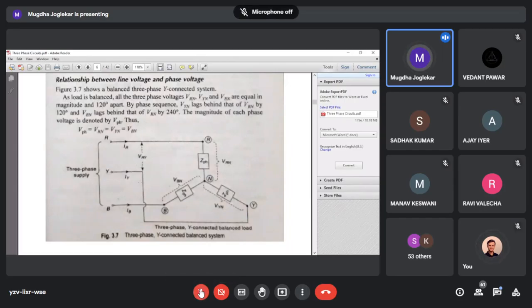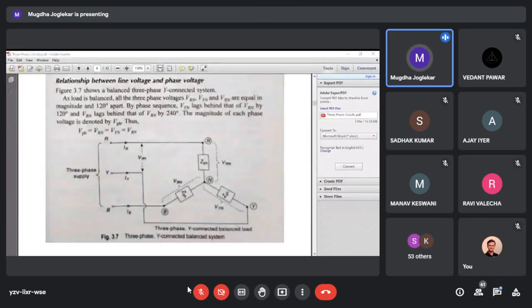If you are finding VYB, start from the Y line and come back to the B phase. So here VYN plus VNB, because we are starting from N, that's why we are writing VNB, and then we get VYB. Is it clear? If you understood all these equations, then only you can draw a phasor diagram.